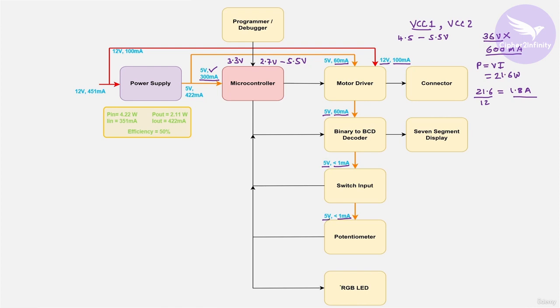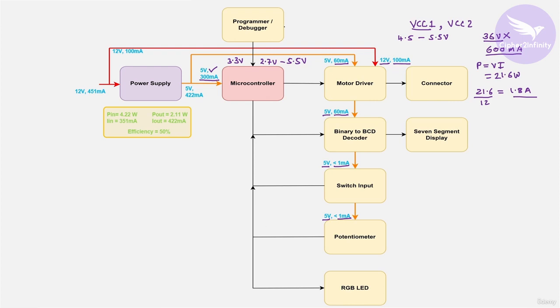And we are not doing the power budget calculation for the RGB LED because the current consumption of this block is already included in this particular value, 300 milliampere, because this block is going to consume current from the microcontroller, and it's not going to consume current from the power supply. That's why we are excluding the current consumption of this RGB LED here, because it's already included in this value. So we are done with all these blocks.